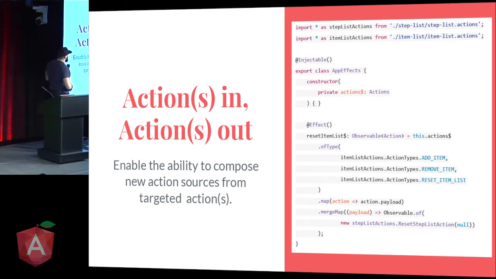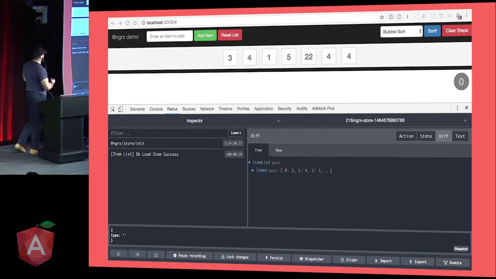If you remember the interface, and we're going to look at it in a second, basically what this means is that every time I add an item or remove an item or click the reset button to reset the item list, I'm going to fire up the reset step list action. And this reset step list action is basically going to wipe every step in the step list store. So let's look at it.